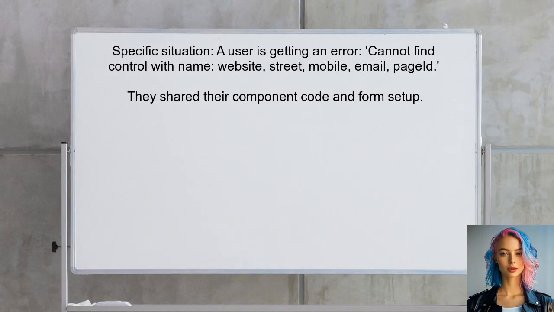Here's the specific situation we're dealing with. A user reached out saying they are getting an error that states, "Cannot find control with name, website, street, mobile, email, page ID." They've shared their component code and form setup, but something is still off. Let's dive into the details.